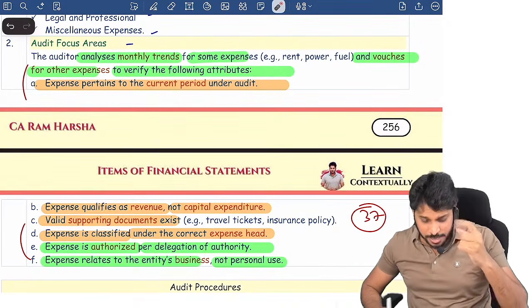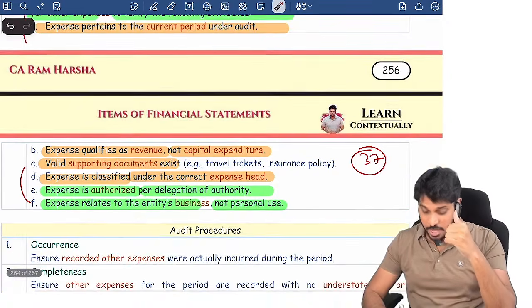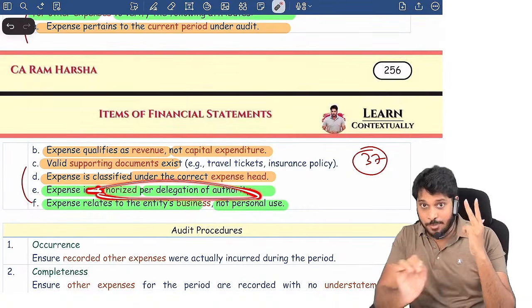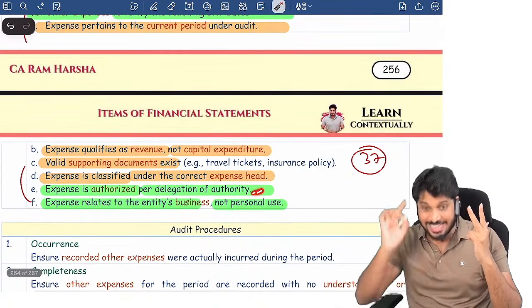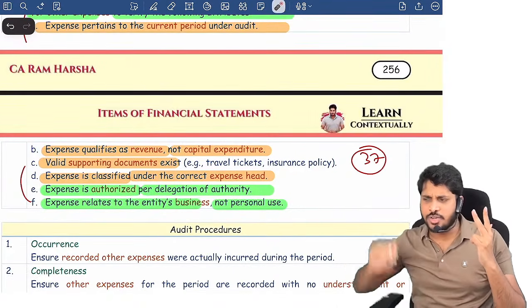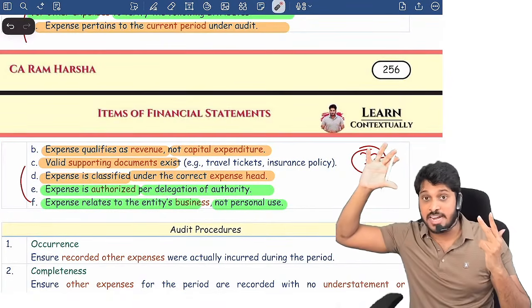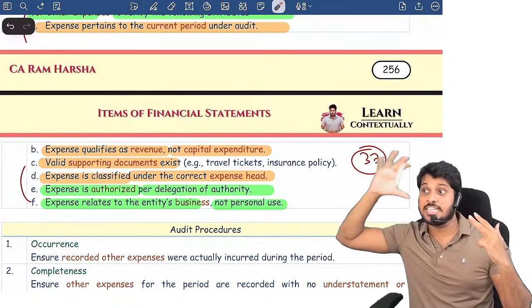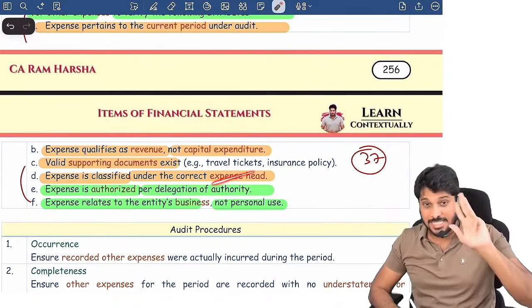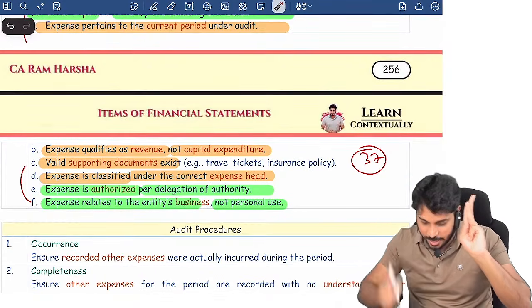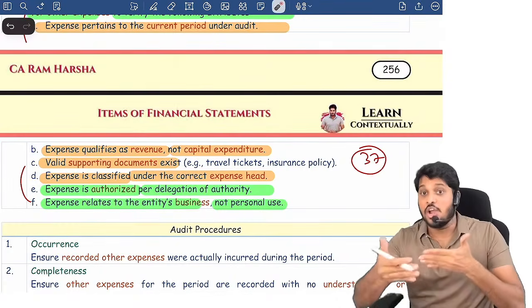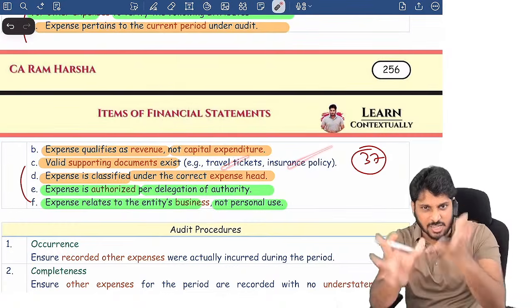What do we verify in the actual expenditure? We verify whether it belongs to the current period. We verify it's a revenue and not a capital expense. We verify it's related to business. We verify whether the expenditure is authorized as per the authorization matrix, the delegation of authority in the company. Because in some companies, if the expenditure is more than 5 lakh, the finance manager has to authorize. If the expenditure is more than 10 lakh, the CEO has to approve it. Like this, a delegation of authority matrix will be there, and it has to be authorized accordingly. And see that the expense is classified under the correct expense head. See that proper documents are there. What is the proof that the expenditure is genuine? Look at supporting documents like bills, tickets, insurance policy, all that.